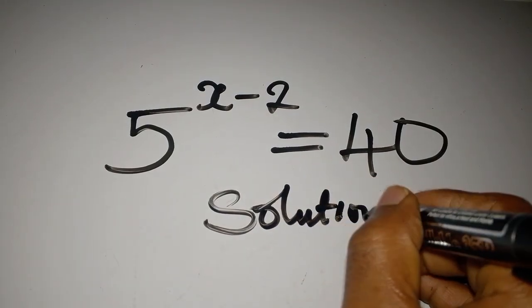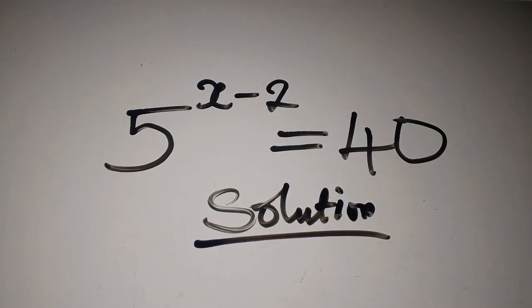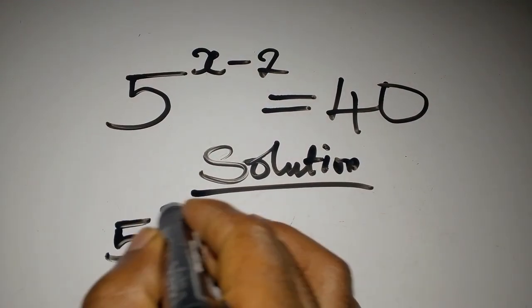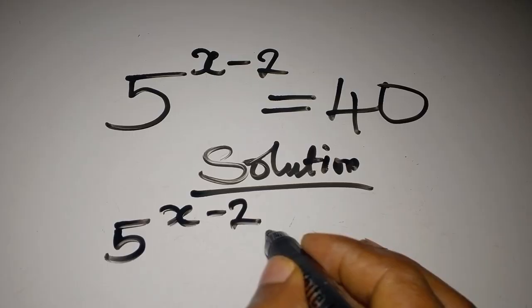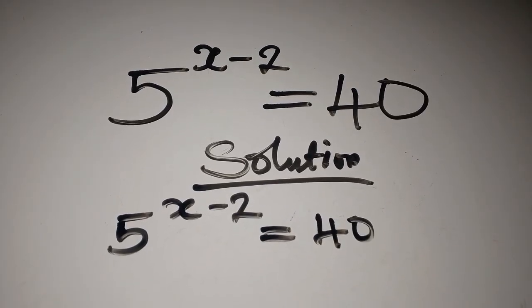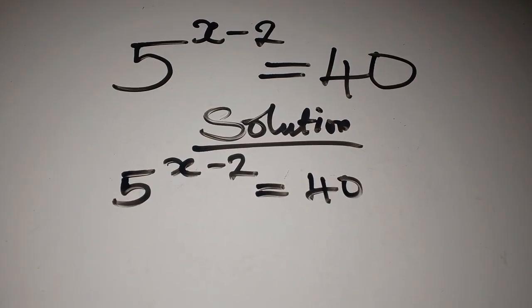Let me show you the full solution to this problem here. 5 to the power of x minus 2 equals 40. I'm going to show you the full solution.